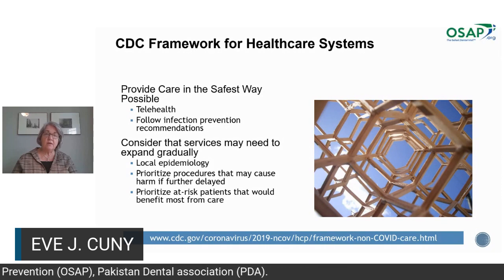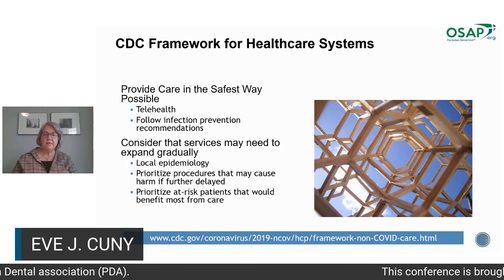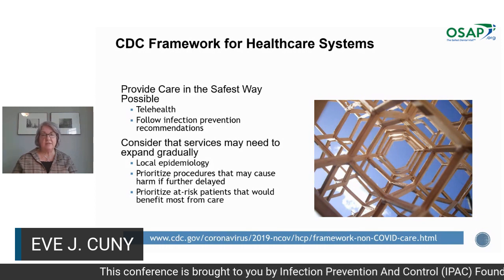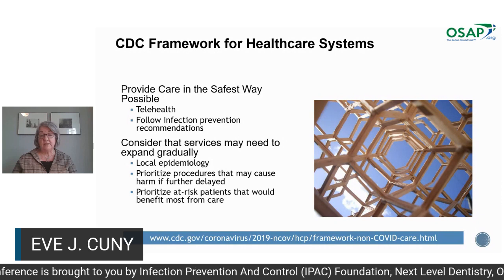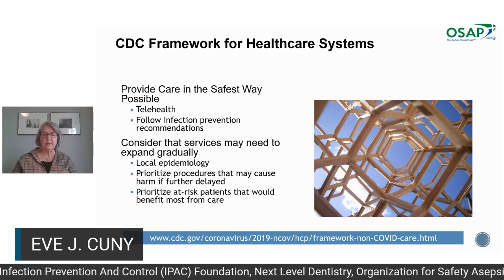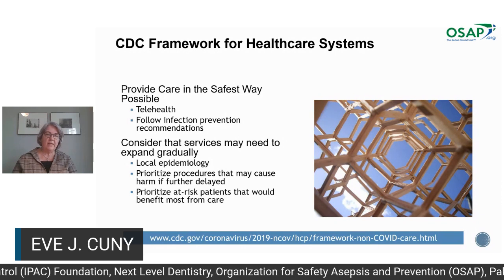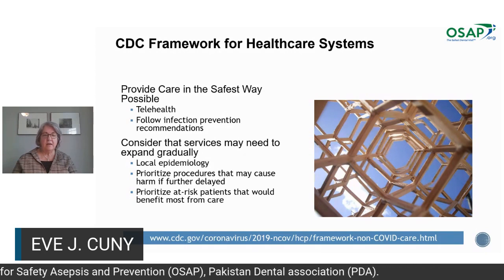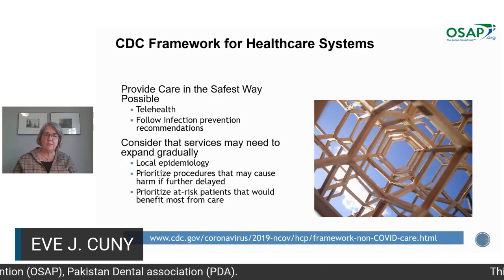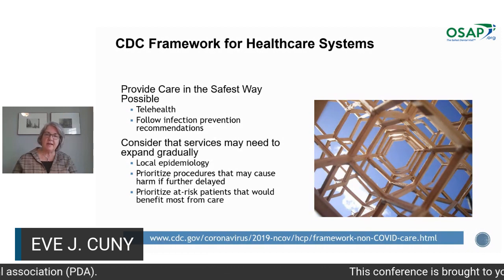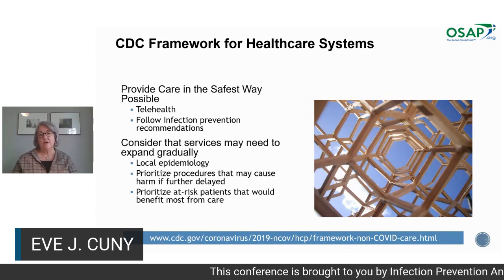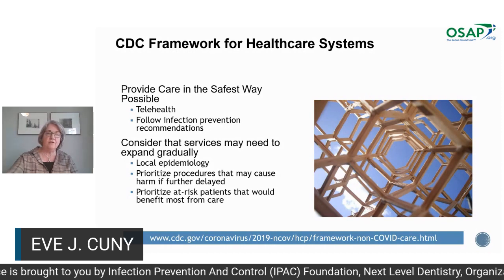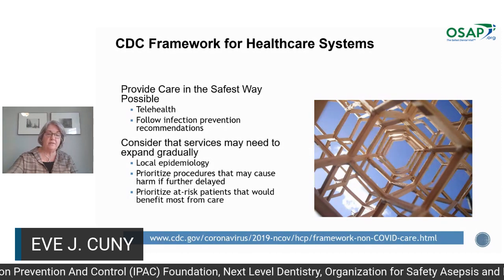Prioritizing procedures that could cause harm to the patient if further delayed. Surgical procedures. Patients who are in the midst of treatment may have temporary provisional restorations on their teeth that need to be replaced with the permanent. Patients who are awaiting prostheses that will allow them to eat properly. Also prioritize at-risk patients that would benefit the most from care. So patients that have an infection and also maybe have a comorbidity of diabetes, it would be important to provide care for those patients to resolve their infection.